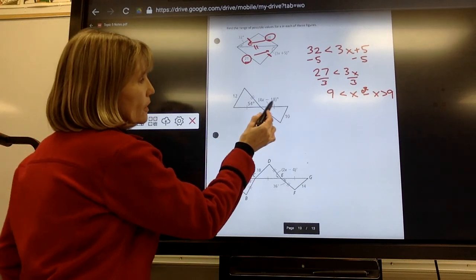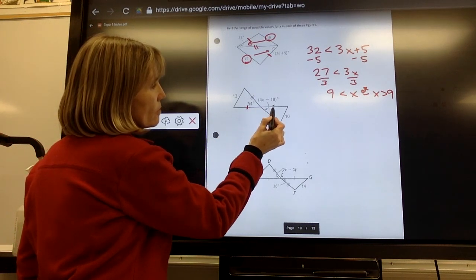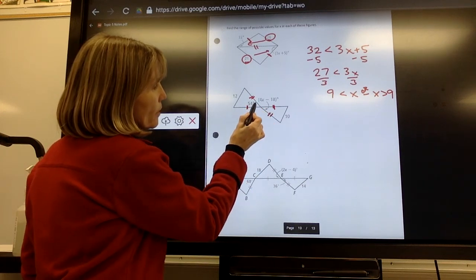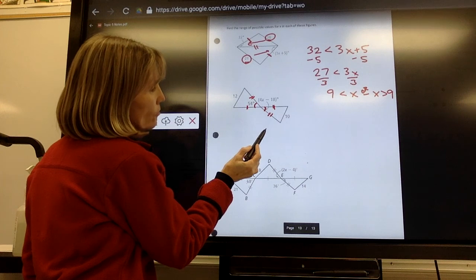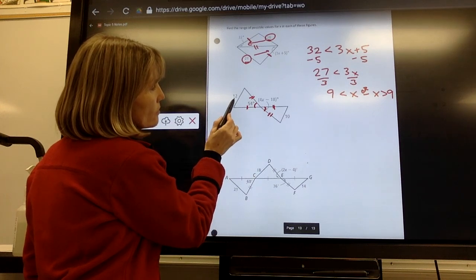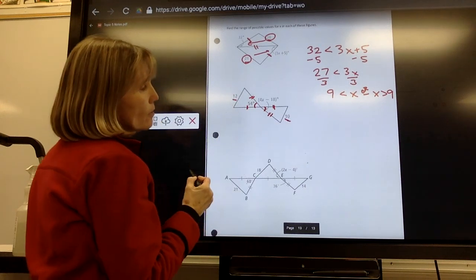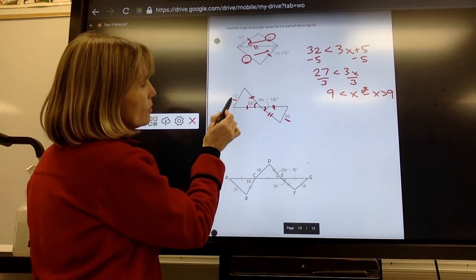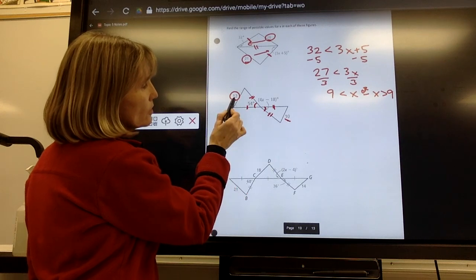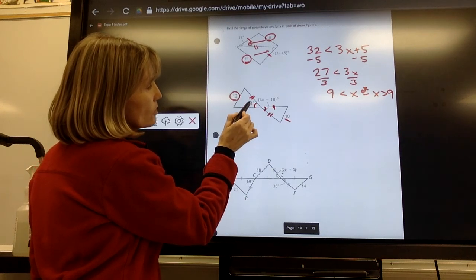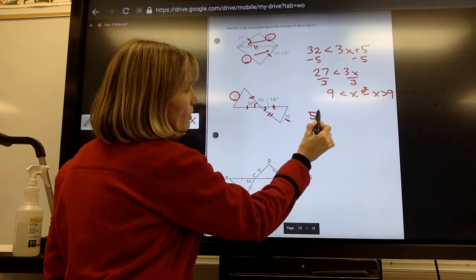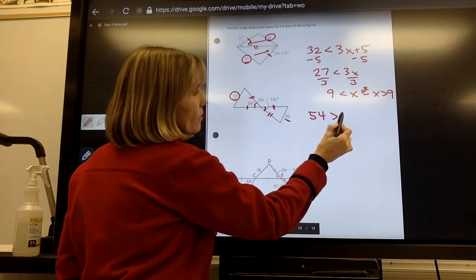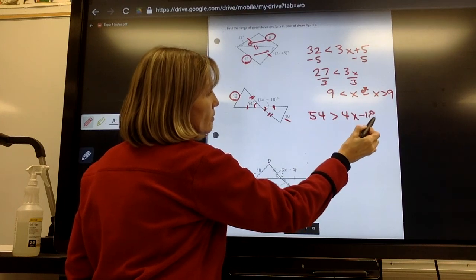All right, if I look at the next diagram, again, I see tick marks telling me that I've got two sides of the triangle that are congruent to each other. So I'm going to compare these two angles. These are the included angles. If I look at the sides across from them, which one is, let's do it greater than this time, which one's bigger? Well, 12 is obviously bigger than 10. So since 12 is bigger, this angle measure 54 is also going to be bigger than this angle that's across from the 10, the 4x minus 18.